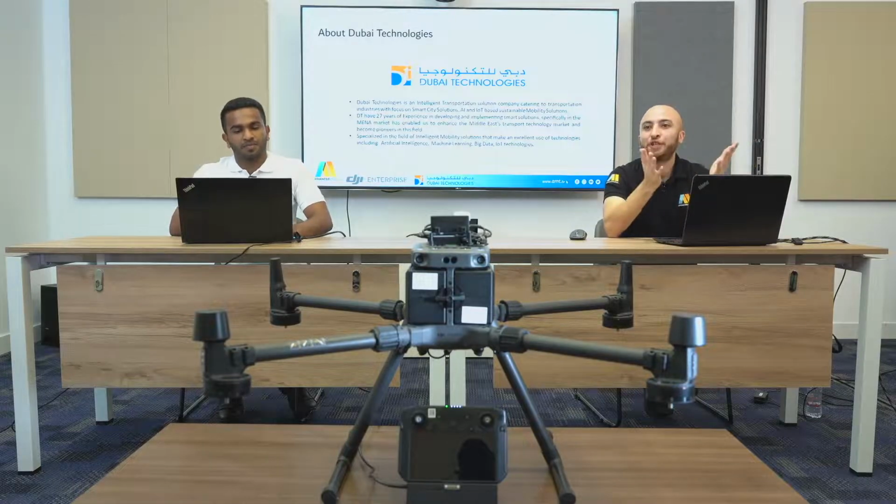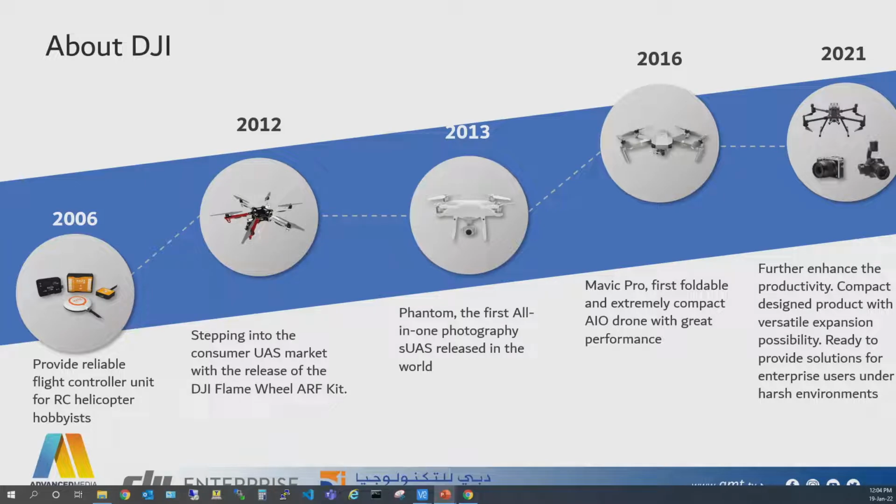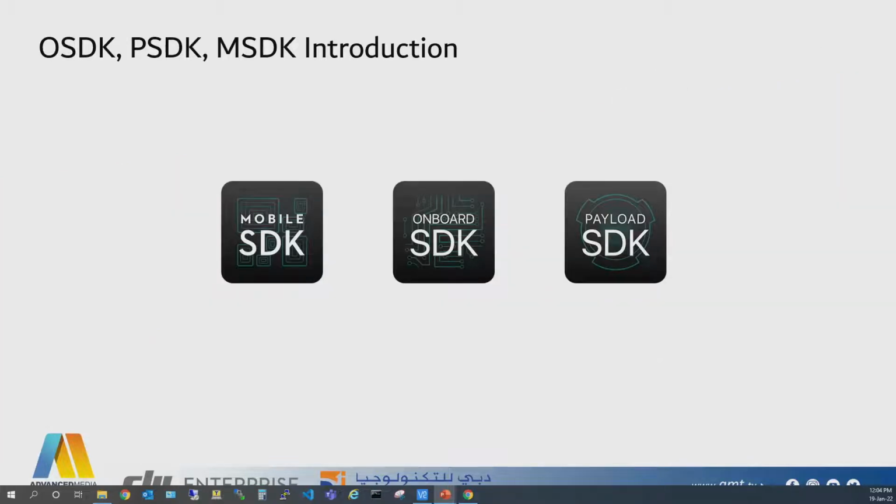Perfect. And DJI, the well-known company, we should give some time as well to describe the company itself. It started in 2006. They were just in the basic flight equipment like the flight controllers. Then in 2012, they introduced the first flying kit. And 2013 was the turning point of DJI when they introduced the first all-in-one photography drone. And now in 2021, they have a wide variety of different solutions in terms of enterprise, filming, agriculture, and consumer. So today we are having an introduction about the different types of SDKs.